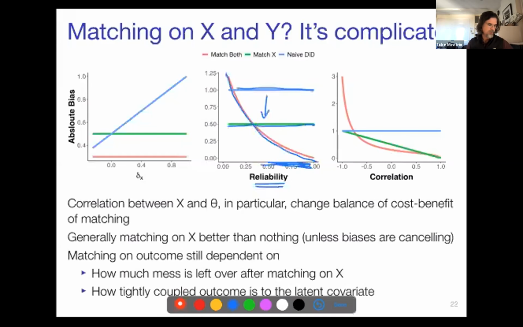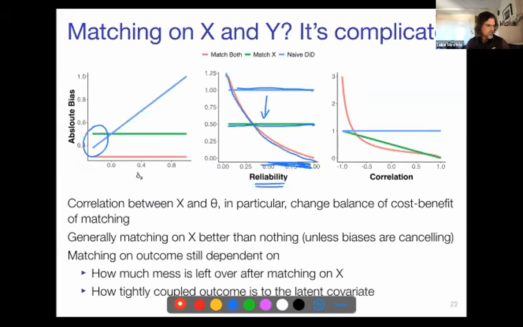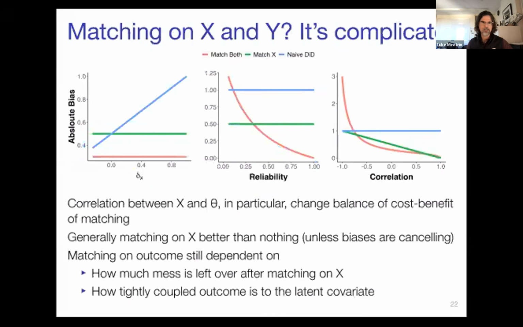And the other graph, you can read off characteristics in a similar way. Basically, the correlation between X and theta changes the balance of the cost-benefit of matching. And the reliability is still a major player in this decision of whether you should match on Y pre. Generally, matching on X is better than nothing unless you have biases canceling. So notice over here, matching on X is worse than naive because your delta X is essentially canceling out the biases of your delta theta, which is not shown in that graph, but that's what's going on, such that matching reveals bias and you end up hurting yourself. We think that's usually an edge case again, but it's a thing that could happen. And then how tightly coupled the outcome is to the latent covariate, that's that reliability term, that's a major player.